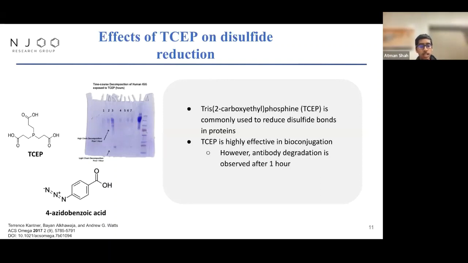too long with the antibody can actually cause the antibody to degrade, which you can see in this SDS-PAGE right here. You can see that after the first hour, the heavy chain of the antibody starts to degrade, and you see the light chain fall off as well. And so this is previously reported by Terence Kantner and other scientists, but 4-benzoic acid contains this azide group, which is these three nitrogens with different charges, and those can react with the TCEP to quench it, essentially preventing it from further reducing bonds. And so we use 4-benzoic acid to quench the TCEP and prevent degradation of our antibody.